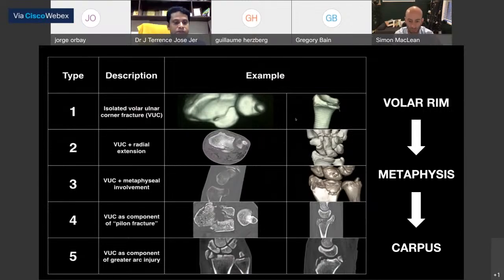Type 3 is when it propagates to involve the metaphysis. Type 4 for me is a pilon fracture, so this is a high energy injury where there's both volar rim fragments as well as dorsal rim fragments. And type 5 is when it's one component of a greater arc injury.